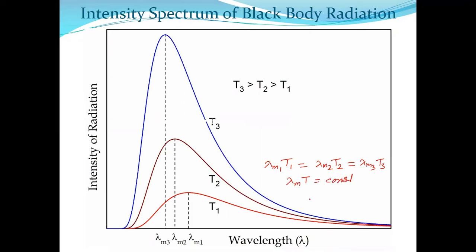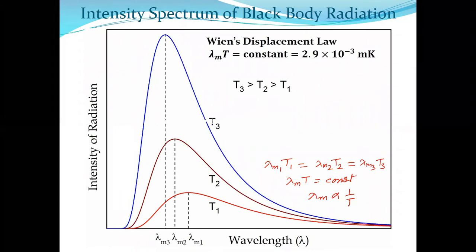That means lambda m is inversely proportional to temperature. So the more the temperature, the less the wavelength at which the peak is observed. This law is called Wien's displacement law. Displacement, because with increasing temperature, the wavelength at which the peak is observed is displaced towards the lower wavelength side. That's why it is called Wien's displacement law.